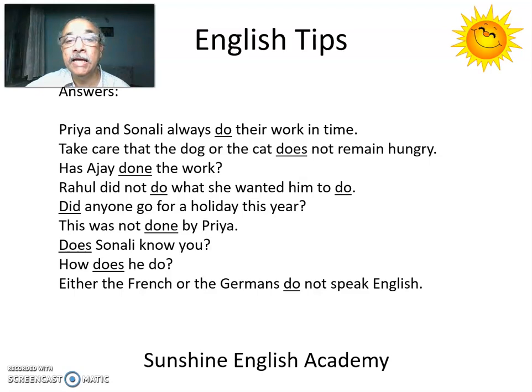So do. In the second part of the sentence, he wanted him to do. Here, wanted is the main verb, and to do is a to infinitive. In to infinitives, the verbs are always in the base form. So, do.